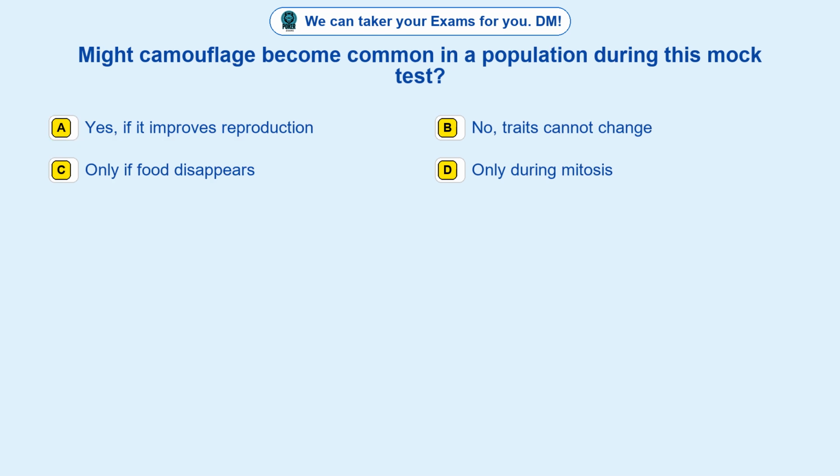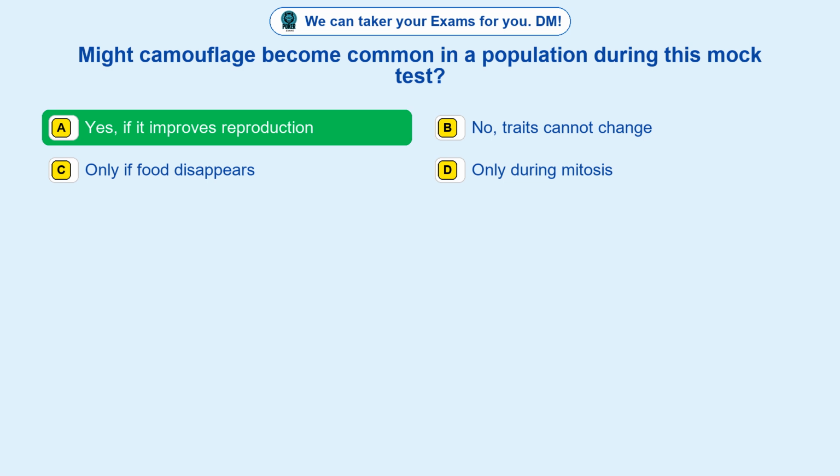Question 12. Might camouflage become common in a population during this mock test? Option A. Yes, if it improves reproduction. Option B. No, traits cannot change. Option C. Only if food disappears. Option D. Only during mitosis. The correct answer is option A.